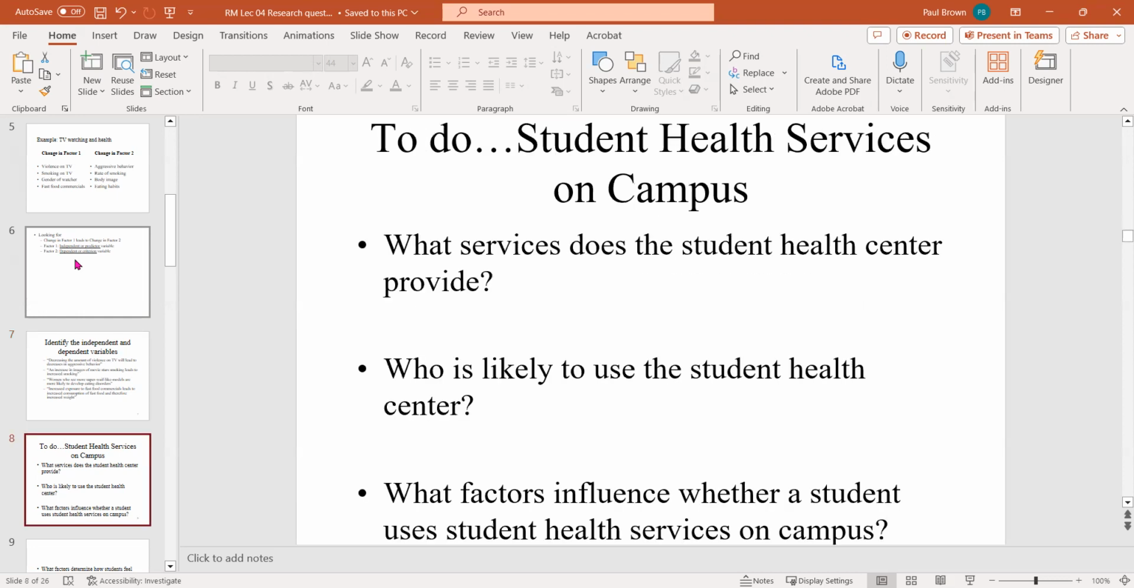Okay. So let's do an example. I randomly selected student health services on campus. Anyone ever used the student health services on campus? No one else? Okay. So what services do student health services provide? How would I figure this out? Let's say this was the question I want you to look at, to start generating some research questions around the student health service. So the first thing you do is figure out what they do. Where could you figure out what they do? Yeah, on their website.